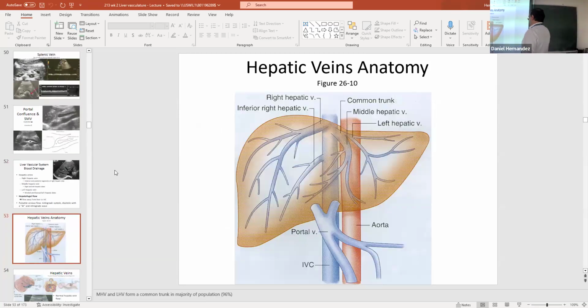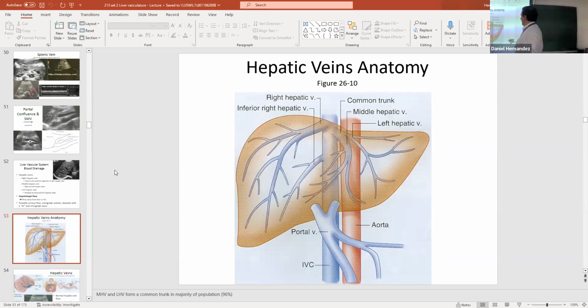This is showing the hepatic veins as they drain into the IVC: your right, middle, and left hepatic veins. When you start scanning hepatic veins, it's really superior, literally just below the diaphragm. You guys know that in echo, when you're doing your subcostal view for the IVC, you can sometimes see the right hepatic vein right there. It's right near the heart, right near the diaphragm.